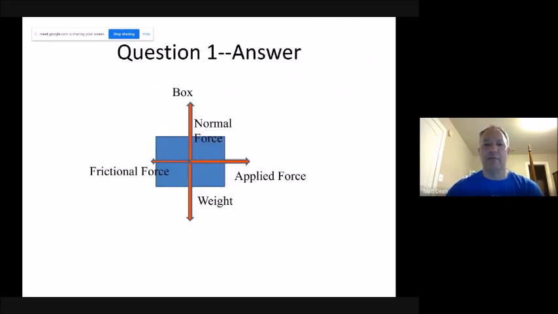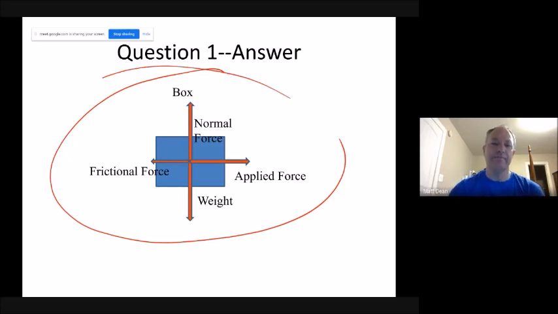So there's a more artistic looking version of our free body diagram.